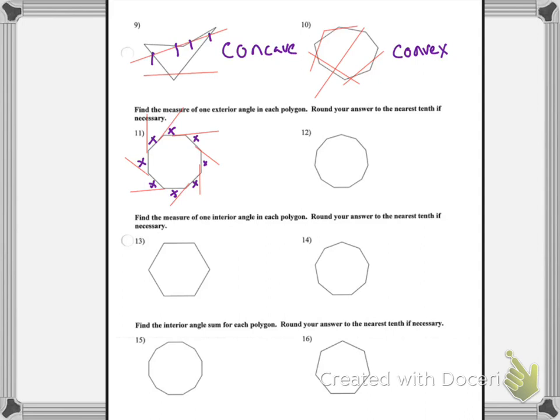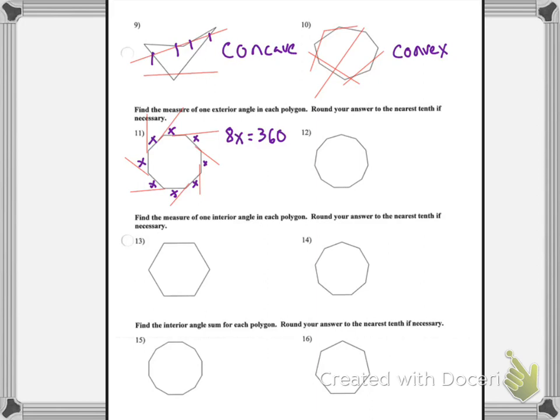So we want to find that value of x because we want to find the exterior angle. And we know that the sum of all the exterior angles add up to how much? Well, we know that they add up to 360 based on our theorem. So we have x plus x plus x plus x plus x plus x plus x plus x, that's 1, 2, 3, 4, 5, 6, 7, 8. So we have 8x equals 360 degrees.